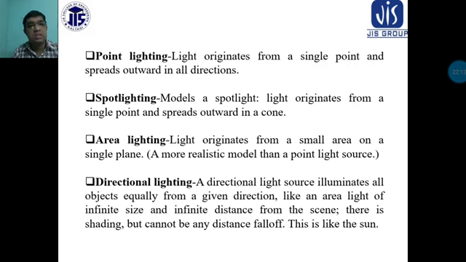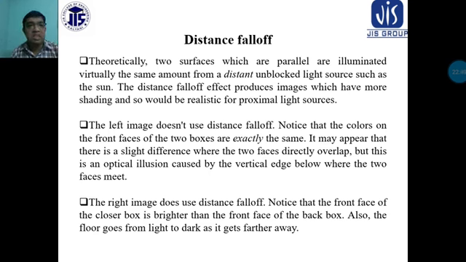Directional lighting: a directional light source illuminates all objects equally from a given direction, like an area light of infinite size and infinite distance from the scene. There is shading, but there cannot be any distance falloff. This is like the sun. Theoretically, two surfaces which are parallel are illuminated virtually the same amount from a distance, as with light sources such as the sun.